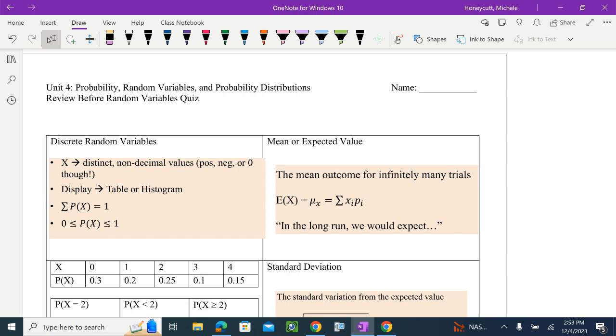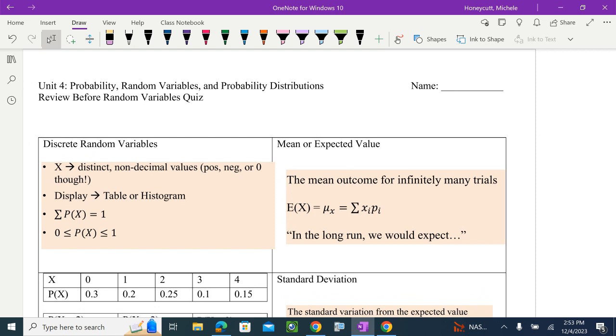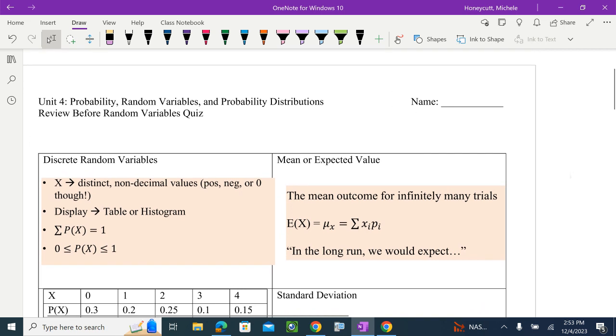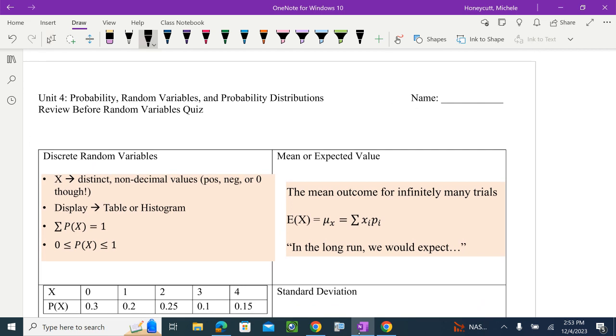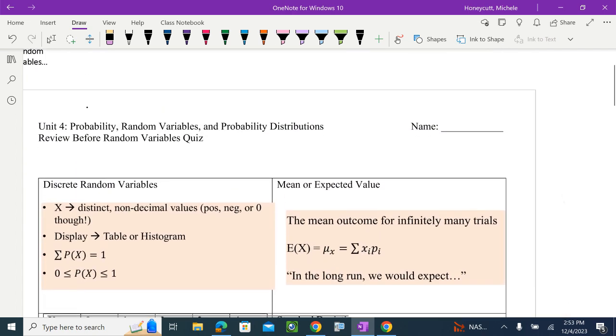Everybody, it's time to review for your random variables quiz. Today, we are going to be working through the random variables quiz review summary, and you'll find this towards the back of your notes packet, probably around page 53 or so, but it is somewhere there. So somewhere right there.